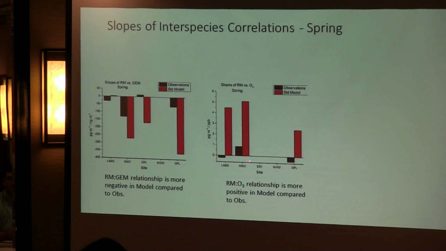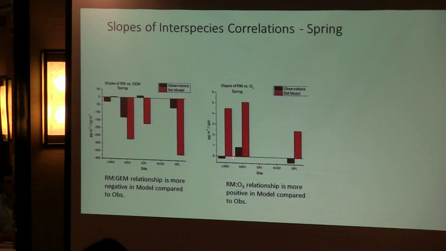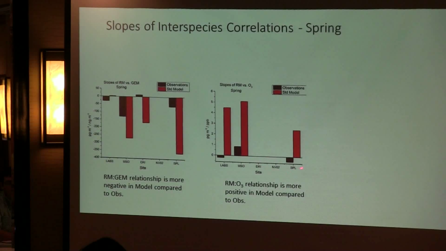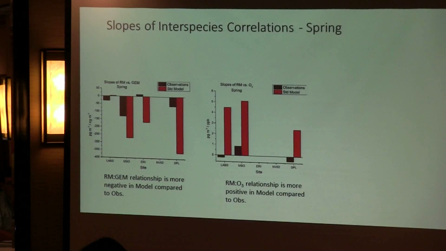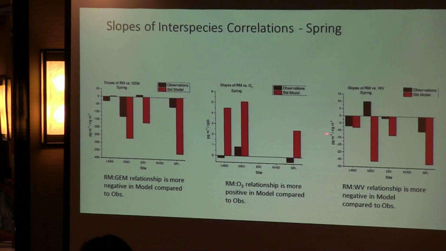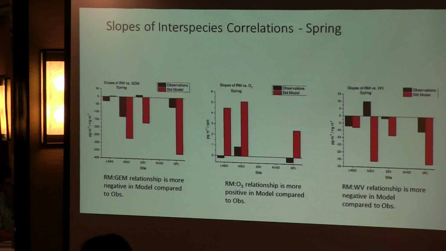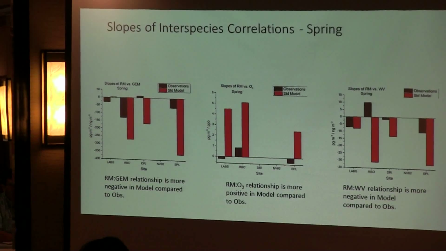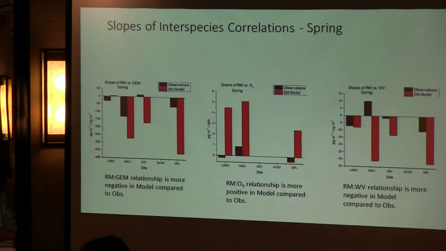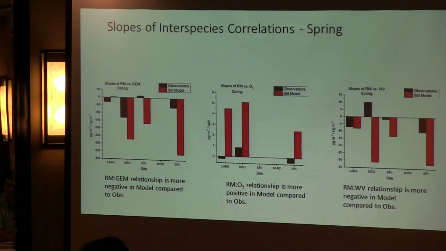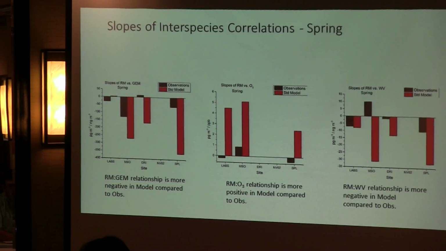For ozone and reactive mercury, we see a very weak relationship in the observations, whereas what was predicted in the model was much stronger. And at Storm Peak, we actually observed a negative relationship, whereas the model predicted a positive relationship. Water vapor, similar story. The model predicts strong negative relationships, but the observations were either more weakly negative or, in the case of Mount Bachelor, actually a positive relationship between reactive mercury and water vapor. So not typically what you would expect if you're assuming that the reactive mercury is being formed under dry air. That's not always the case.